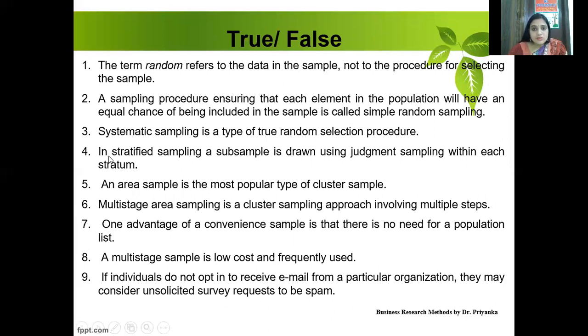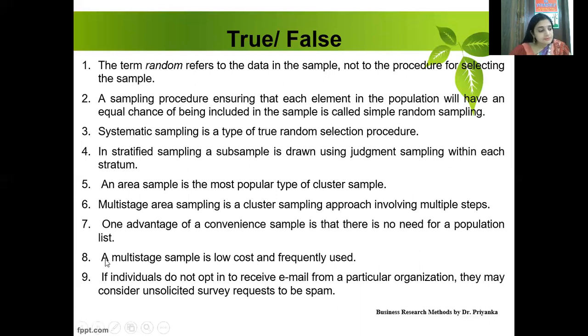You cannot choose respondents randomly. You will be choosing every nth person here. So it is false. Fourth, in stratified sampling, a subsample is drawn using judgmental sampling within each stratum. Is it? Do we use judgment sampling? No, we use simple random sampling while choosing people from each stratum.